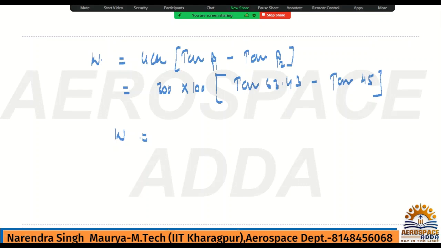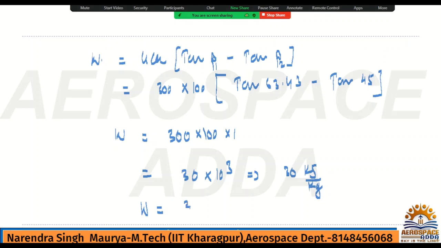So now I can write tan this plus tan 45 is 1. So 2 minus 1, 1, and 300. So it's 300 into 100 into 1. How much? 30 into 10 power 3. It is nothing but 30 kilojoule per kg. I told you when I derived this work, that time it is the specific work. So 30 kilojoule per kg. So this is the answer.